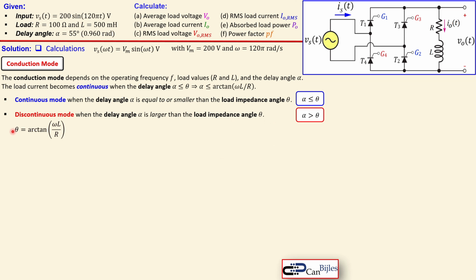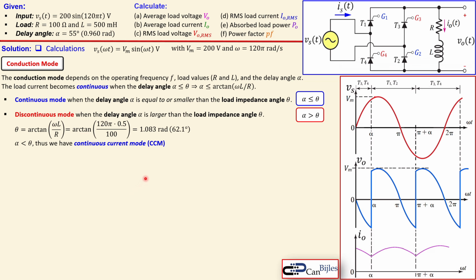Again, the load impedance angle is given by this expression, as we also see here. That depends on the reactance of the inductor and the value of the resistor, and of course our operating frequency. So in this case, we substitute the values for our inductor, the resistor, and the ω we have here. That results in 1.083 radians, which is approximately 62.1 degrees. And we see indeed that θ is now larger than α, which means the conduction mode here is CCM. That's the first case.